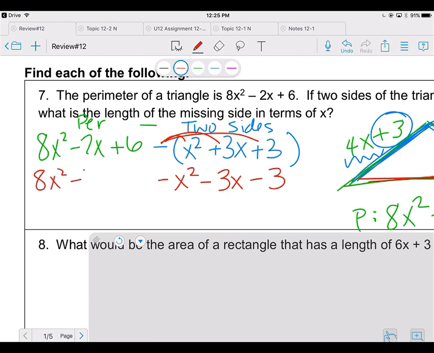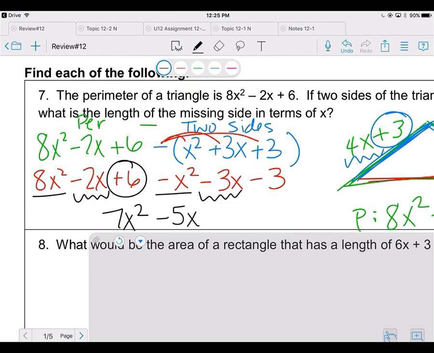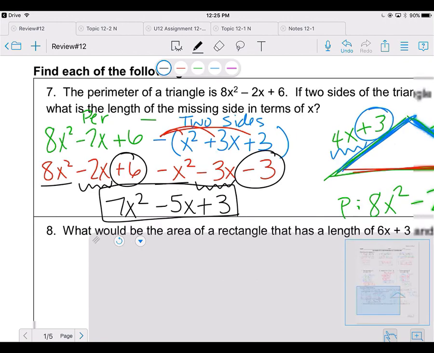We're distributing that because we need to subtract everything inside of the parentheses, and once we distribute, now we can combine like terms. So I have 8x squared minus 1x squared for a total of 7x squared. I have negative 2x's minus 3x's for a total of negative 5x's. And I have 6 minus 3 for a total of 3. So my missing side would be 7x squared minus 5x plus 3.